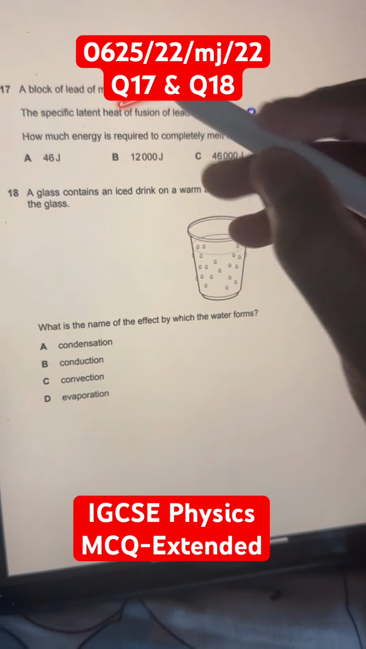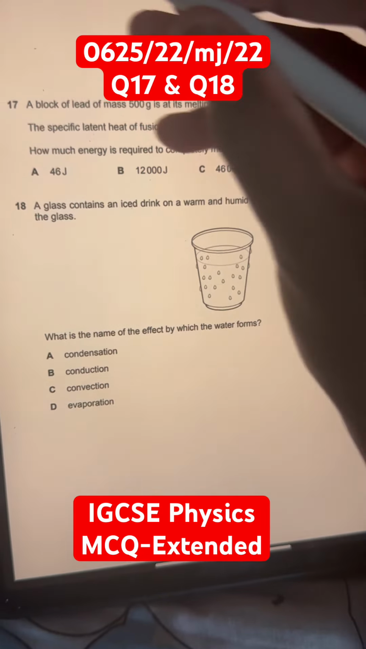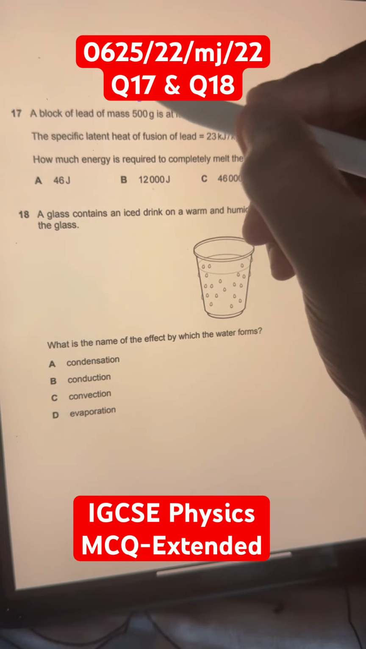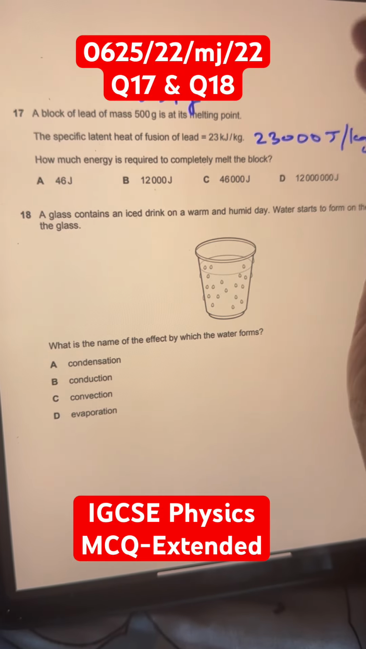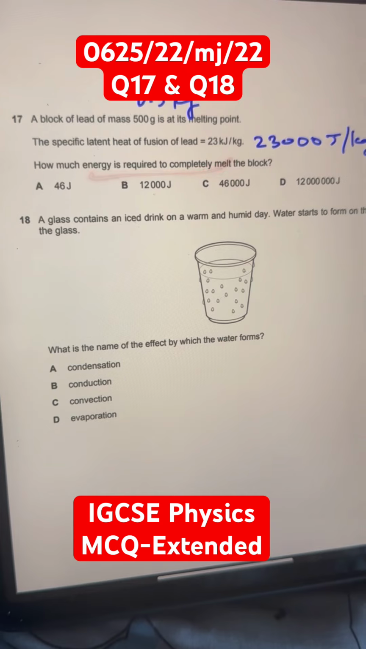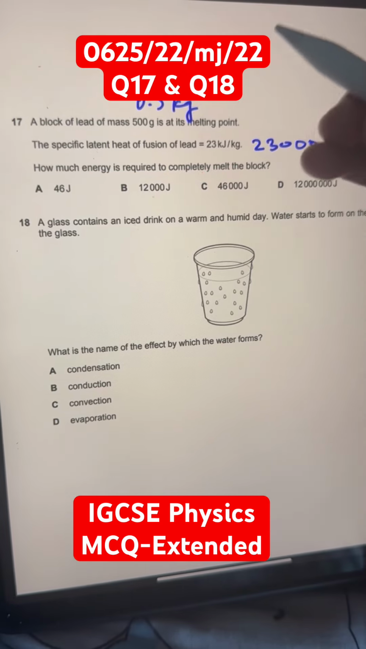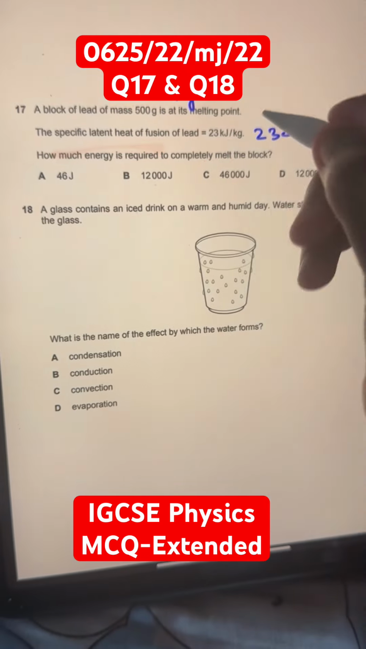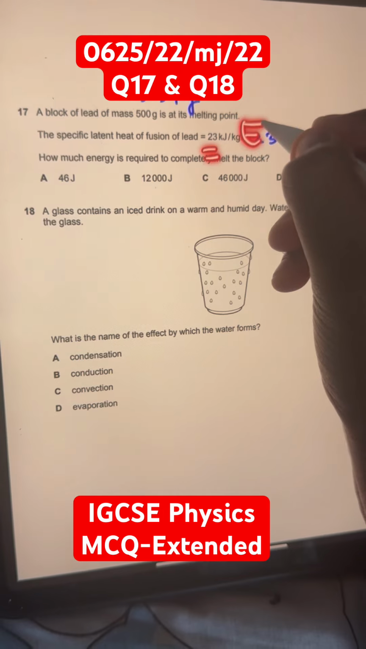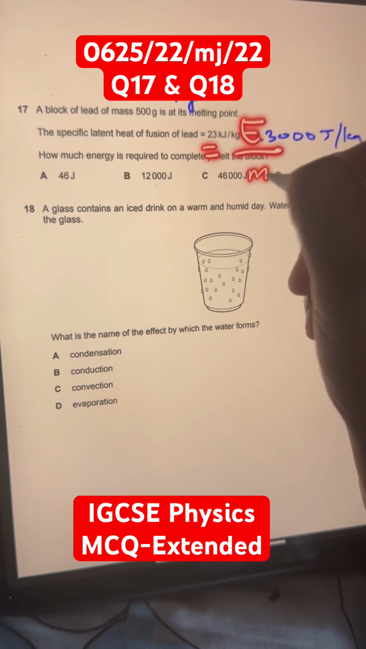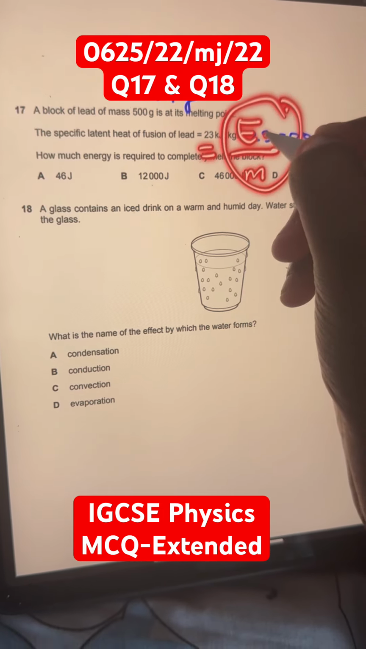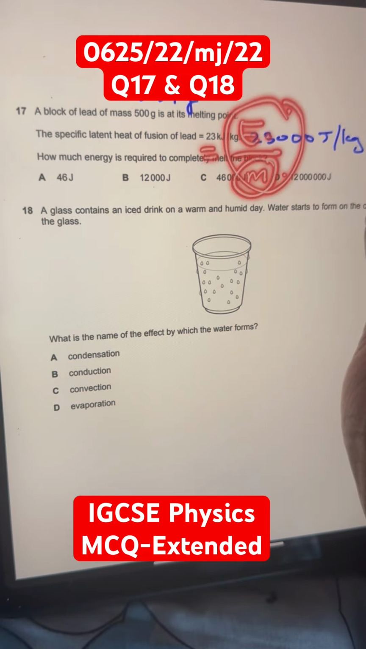And over here also it's in grams. We need to change this to kilograms, which is SI units. So we divide by 1000 to get 0.5 kg. And how much energy is required to completely melt the block? We know that the specific latent heat of fusion is equal to the energy divided by the mass. The energy required to heat it divided by the mass of the object.